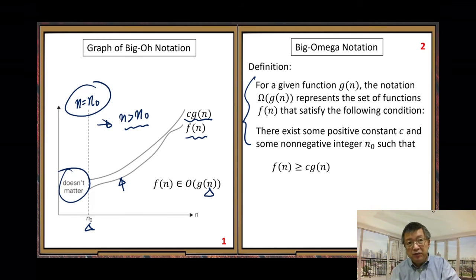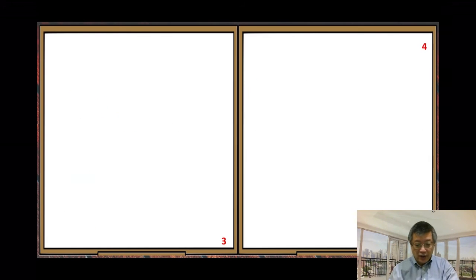Here you can see we approximate f of n from the lower bound, from the bottom, not the top, for all n greater or equal to n0, sufficiently large. So the only difference is that we change the direction of inequality, switching from upper bound to lower bound. That's the only difference.